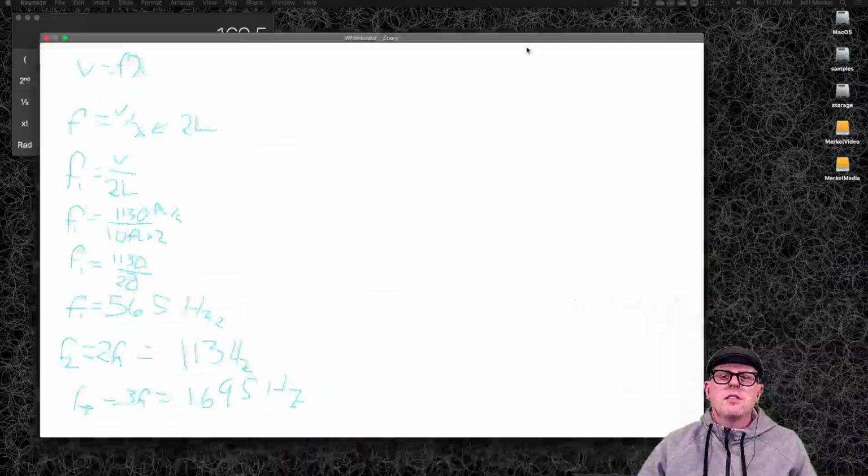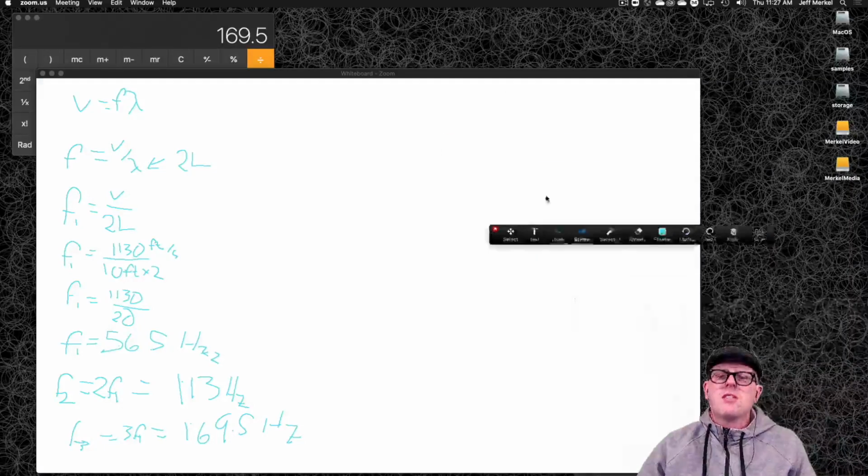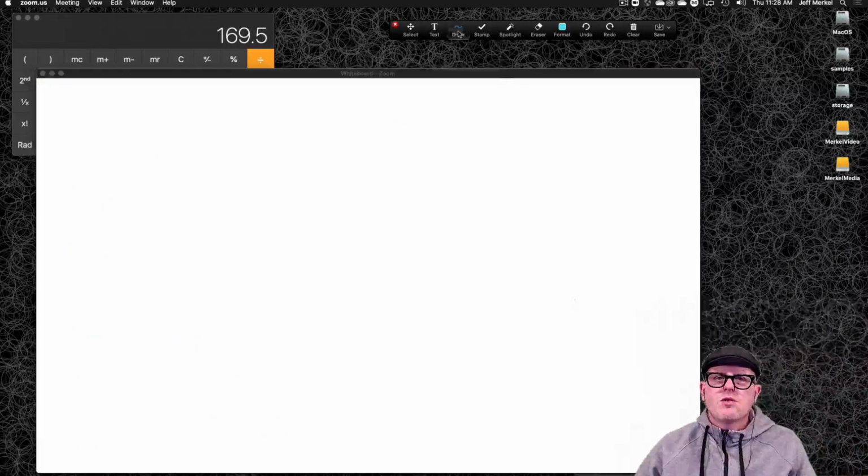Over here. Bring up my little toolbar so I can actually change colors and stuff. How do I clear? Clear all drawings. Let's draw, and let's do color.